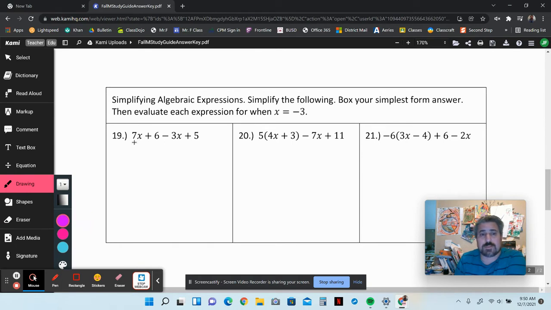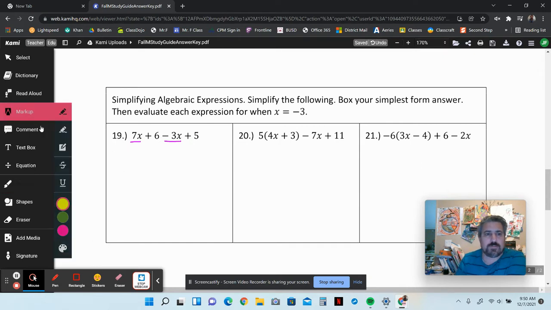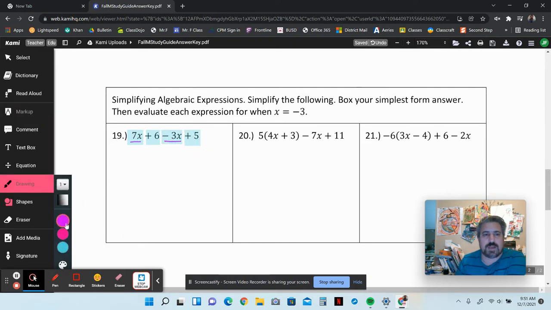Remember, a like term is any term that has the same variable to the same degree. So in this case, you've got 7x and then negative 3x. The way I like to think about this is all of these terms include the sign on the left, and then they're all being added together. So for me, it's like 7x plus 6, take away 3x plus 5. You keep the sign on the left, and then it's all being added together.